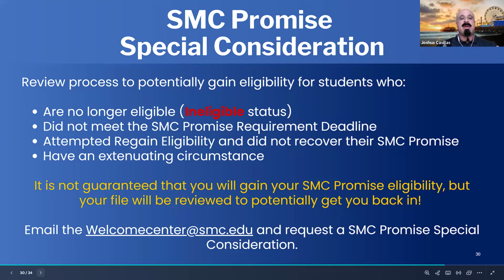So let's say we may have some students here that are not enrolled in their unit requirement. Let's say they're eligible, they met their financial aid, but they're enrolled in 9 out of the 12 unit requirement for them. This student can, at this point, probably no longer find any 3-unit class to add this late in the semester, a short-term class. So they're going to send an email to us, welcomecenter@smc.edu, for any of these scenarios and request a special consideration.